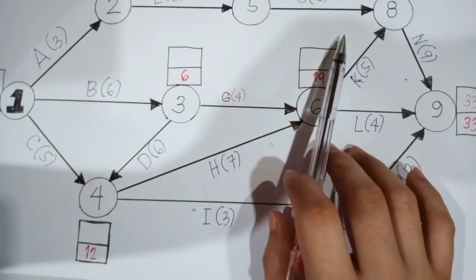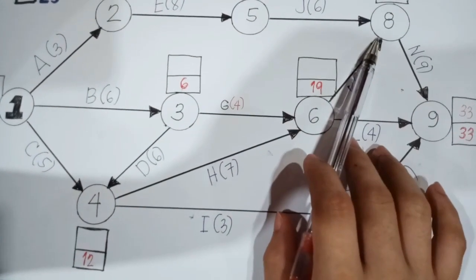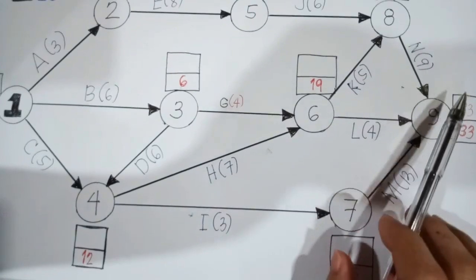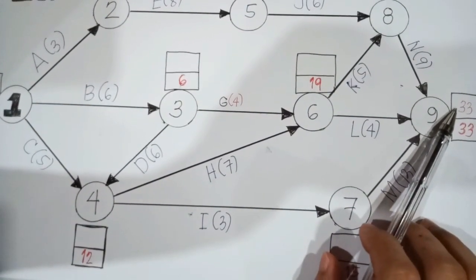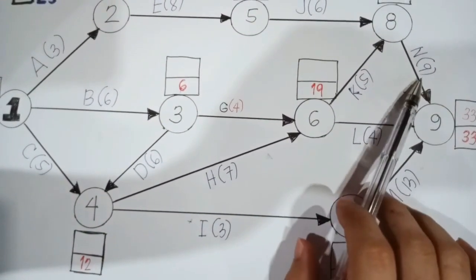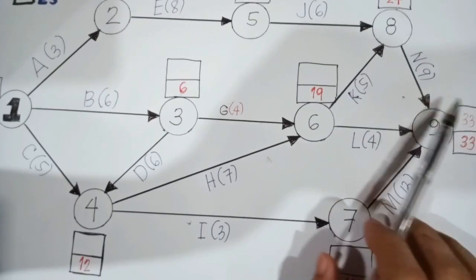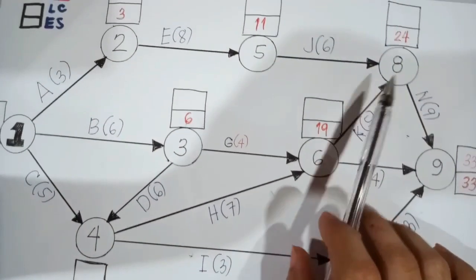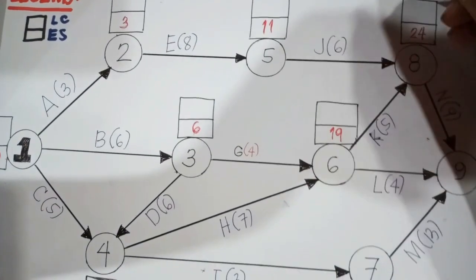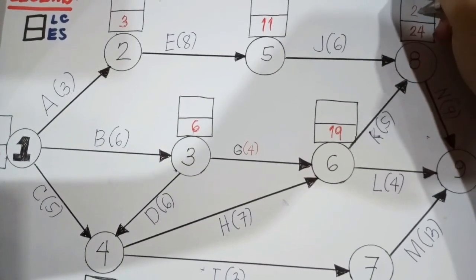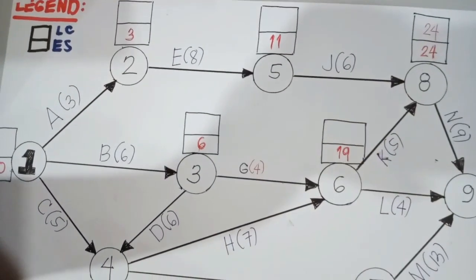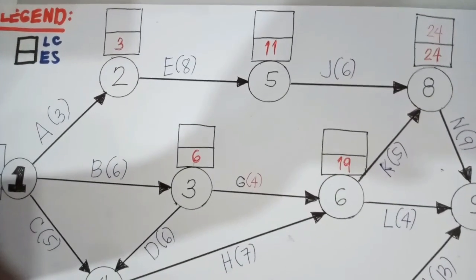Now for node number 8, as you can notice right here, 33 is the latest completion time of the ending activity minus the duration of 9. And so for that matter, 33 minus 9 would be equal to 24. So our latest completion time for node number 8 would be 24.